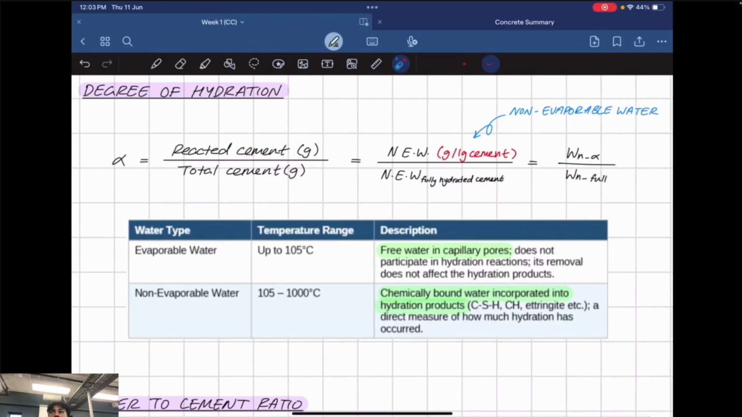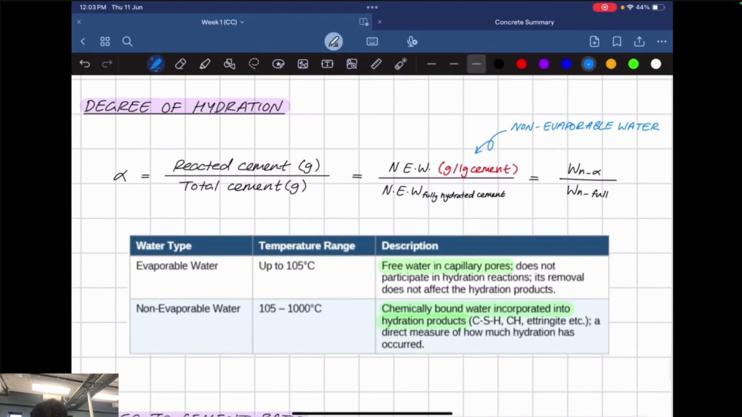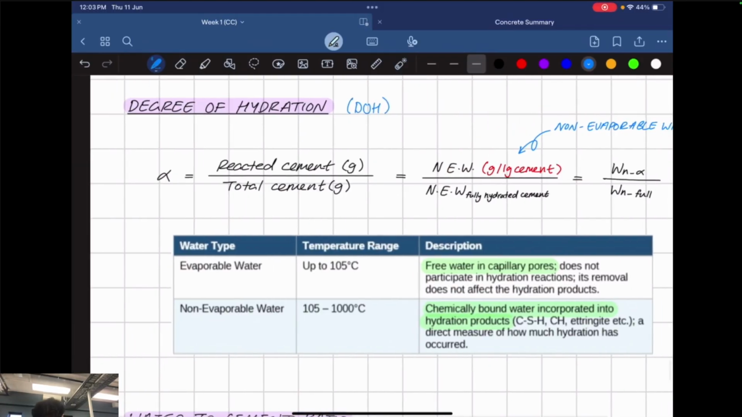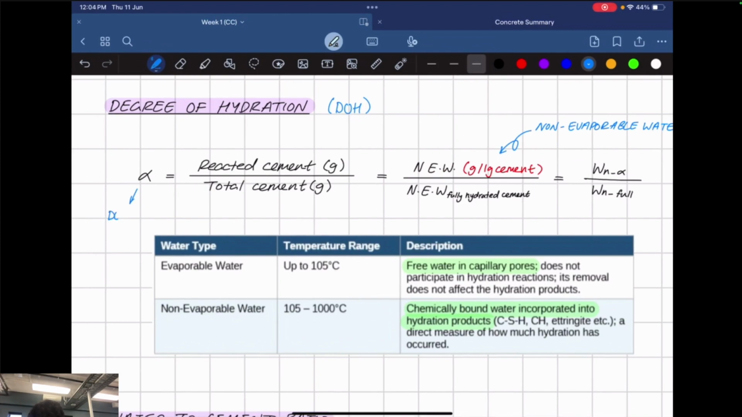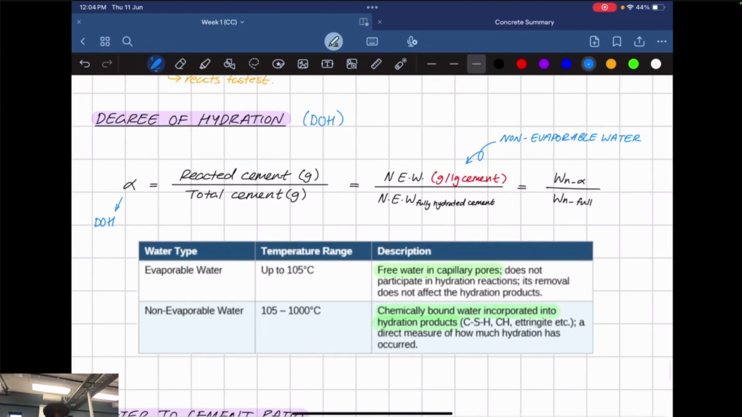Okay, a bit of math now. Degree of hydration, or DOH. Alright, so you've got alpha, which stands for our degree of hydration. To calculate it, first of all, what is degree of hydration? It's pretty much how much cement has hydrated. Kind of self-explanatory. But it's the amount of reacted cement in grams divided by the amount of cement that we have.